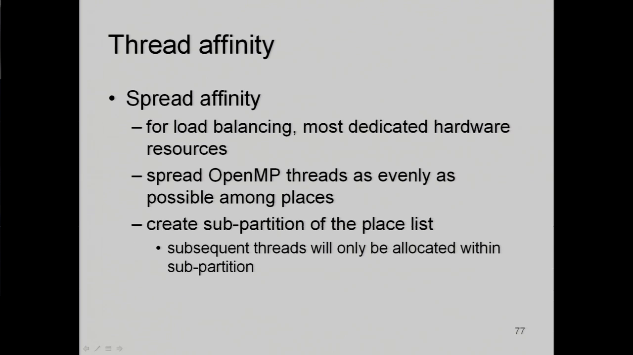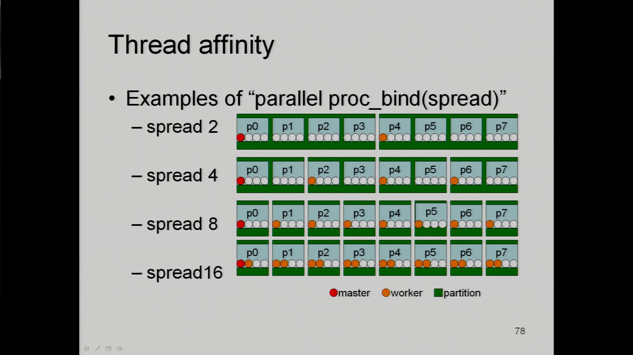The spread affinity is load balancing, and also spread can evenly spread across the places. It also allows you to sub-partition the place. Okay, let's look at some examples. So we have proc_bind spread. Assume that you have two threads, and also you sub-partition your place into two pieces. So that means each partition has 4 places. Then if you do that, since you have spread, you want to spread it across. So that means the first thread, put it here. The second thread, you will put it here, P4, okay?